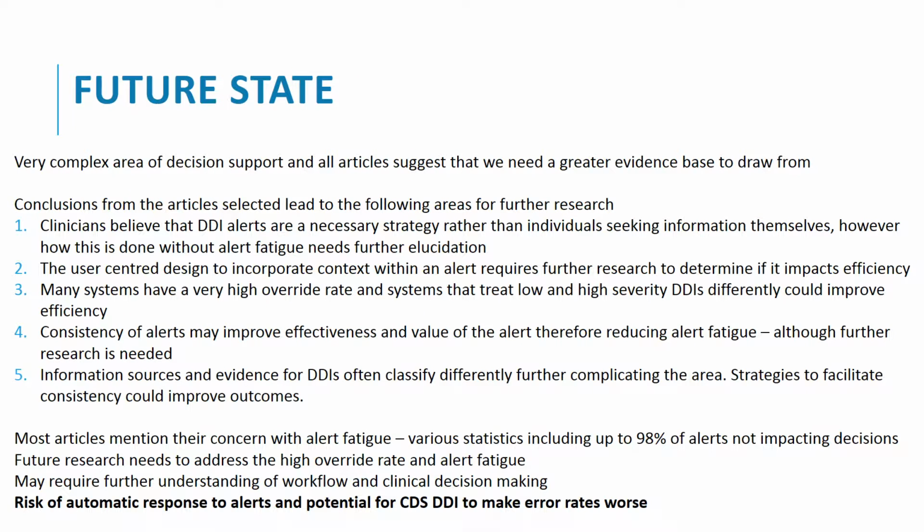So in terms of the future state, post doing the literature search and looking at those 5 particular articles, I still believe that decision support for drug-drug interactions is quite a complex area. All of the articles suggest that we need a greater evidence base to draw from. A lot of those articles evaluate the decision support just in the context of the drug-drug interactions, and I think that it also needs to be evaluated in the context of the entire system. So that also includes a variety of other alerts that can be interruptive to doctors' workflow.